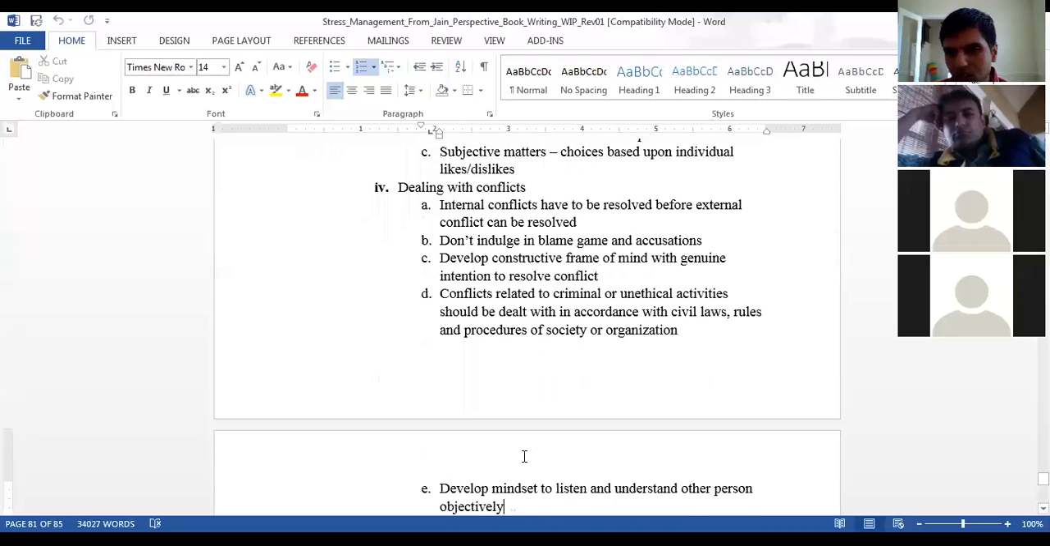Now, sometimes we may get asked the question, what about criminal activities or unethical activities? In those cases, most conflicts of that type should be dealt with in accordance with civil laws, rules, procedures, of the society or organization. So you just let the law do its job, or policies or rules do their job, and don't necessarily need to interfere.